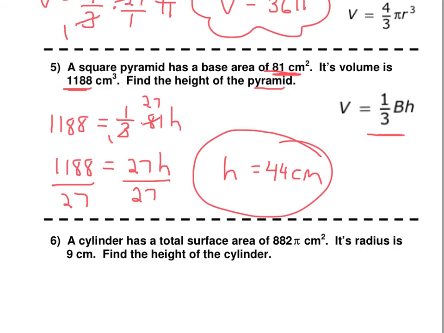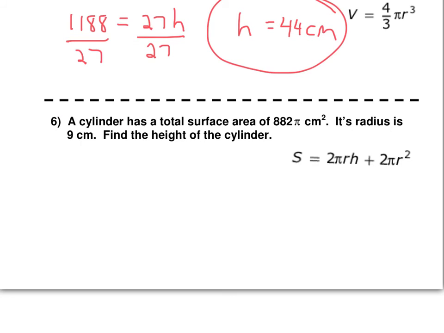All right, let's look at the last one. The last one is a fun one. It says a cylinder has a total surface area of 882 pi centimeters squared, and the radius is 9. Find the height. Now when you look at the formula, we get a nice fancy little formula here. So don't be intimidated. We're just going to plug in our numbers and work backwards.